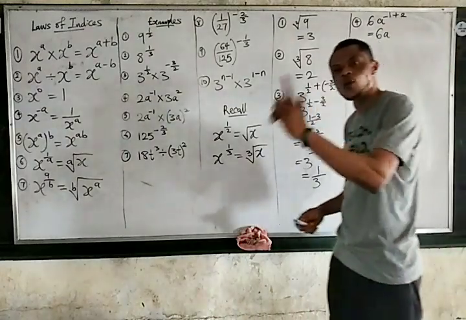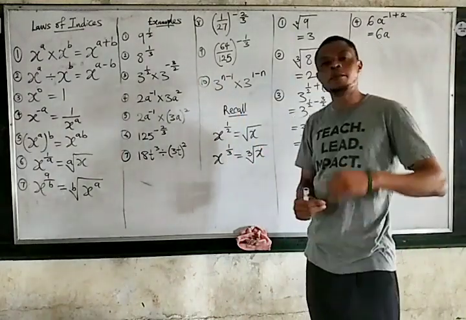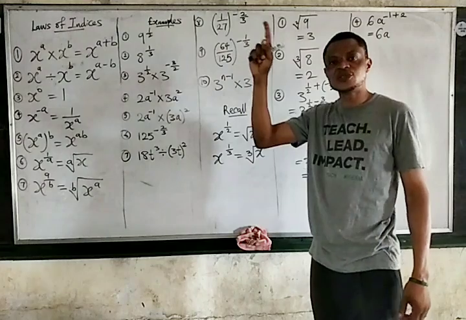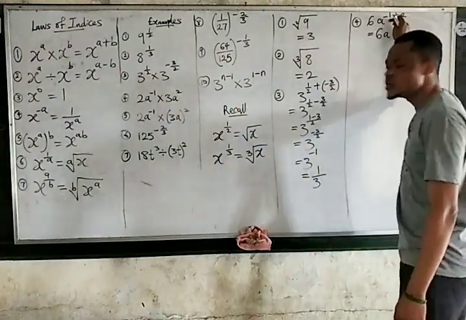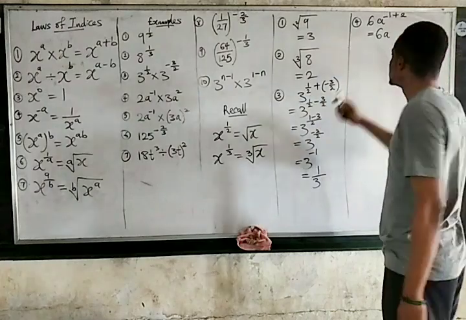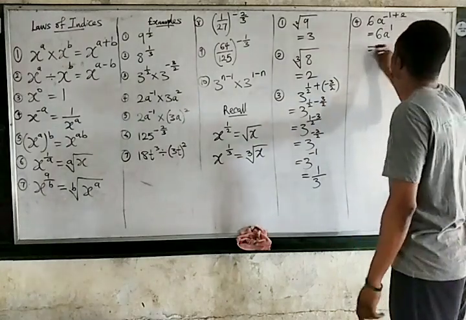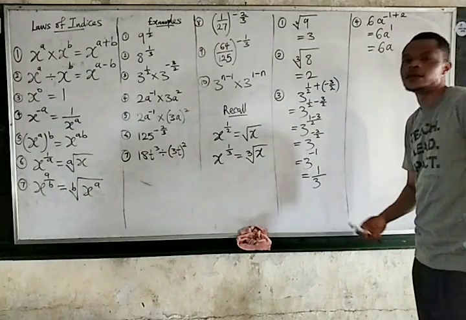It means you are owing 1, you have 2. By the time you pay what you are owing, you'll be left with 1, because you have 2, you are owing 1. So it becomes 1. So raised to the power of 1, then everything still remains 6a. Easy.